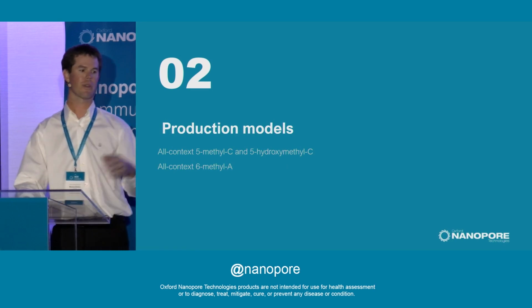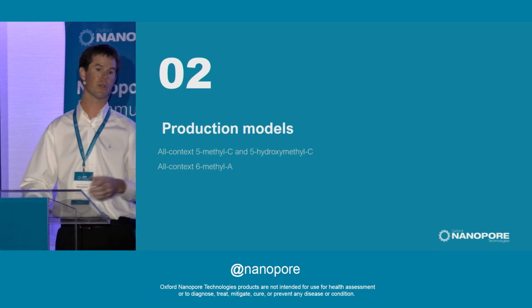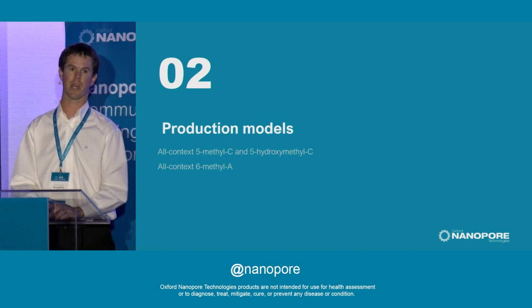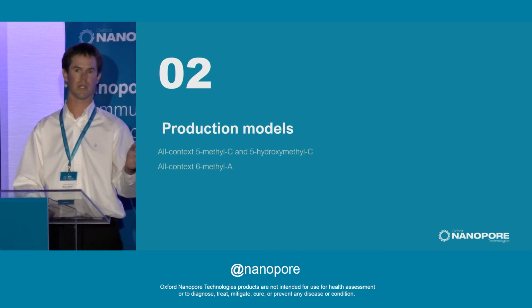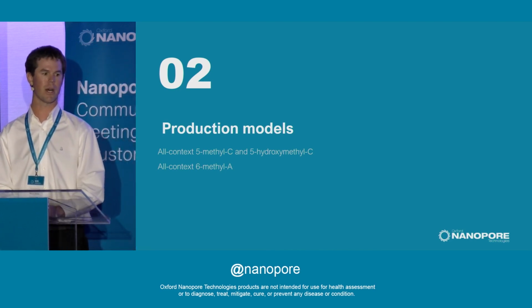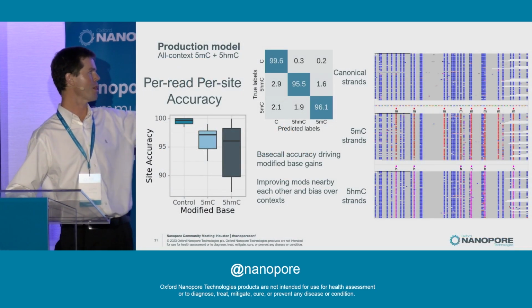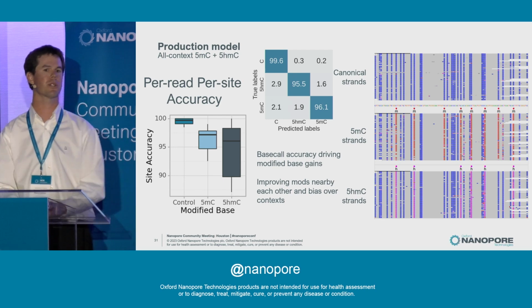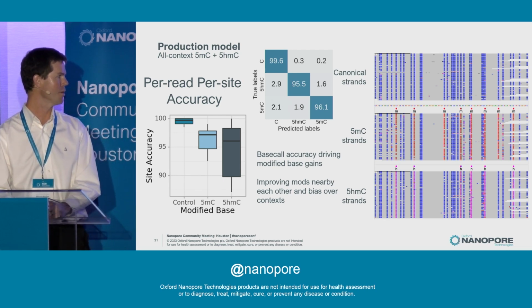All right. So moving on to our production models. With our production models, we've moved from context specific to trying to do as much all context modified bases as we can, so that you get your modified base calls at every A or C or any other base that we produce as it comes out. So again, we're looking at per read, per site accuracies in this confusion matrix here for our highlight model, the all context 5MC, 5HMC model.